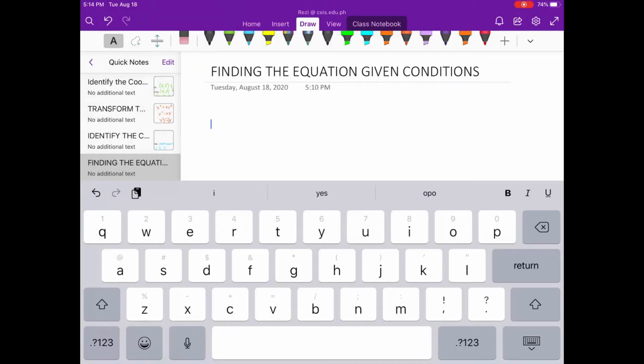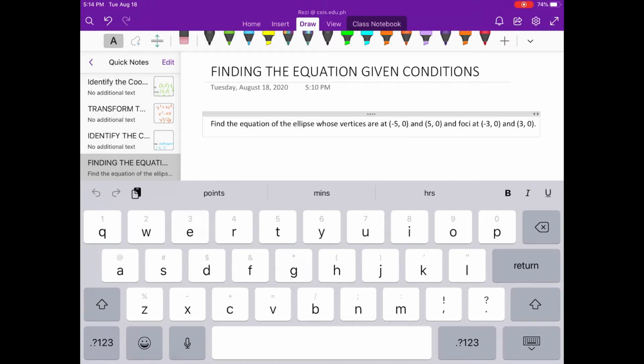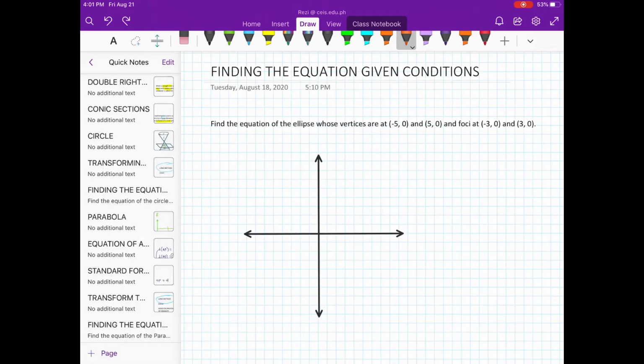Now let's find the equation of the ellipse given these conditions. For the first condition, find the equation of the ellipse whose vertices are given at (-5, 0) and (5, 0), with foci at (-3, 0) and (3, 0).